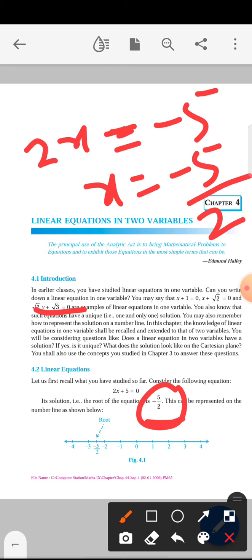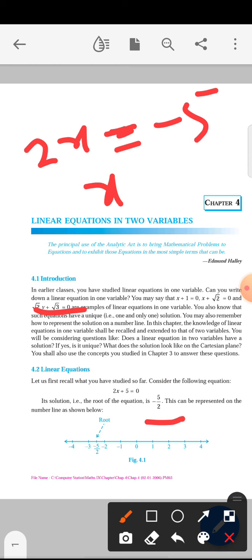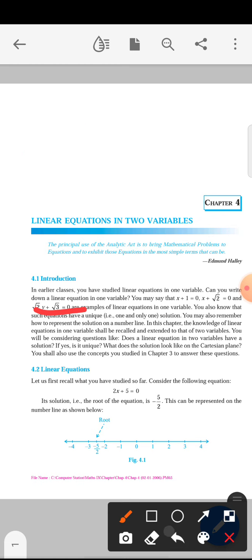Now you have already learned one more thing there, how to represent the solution of a linear equation on a number line. So see, the solution is minus 5 upon 2. So how can we represent minus 5 upon 2? Since minus 5 upon 2 is a negative number, we have to plot it on the left hand side of 0 on the number line.